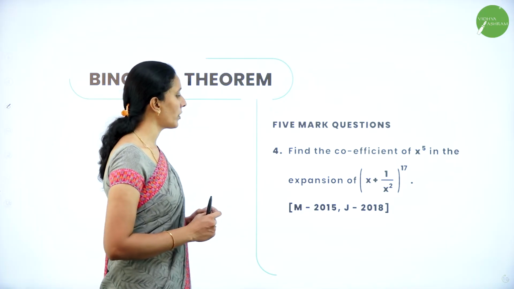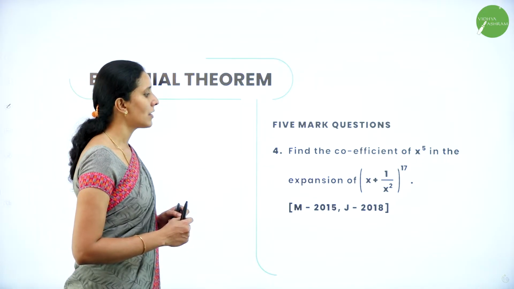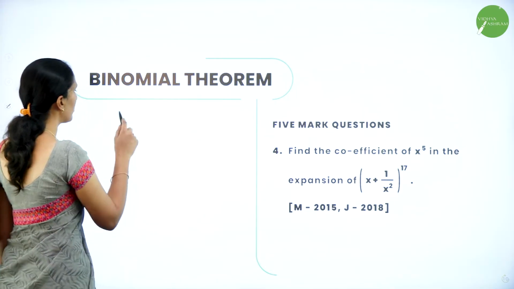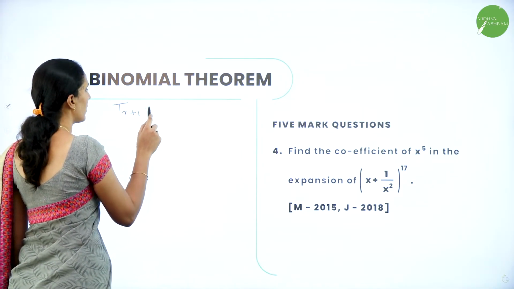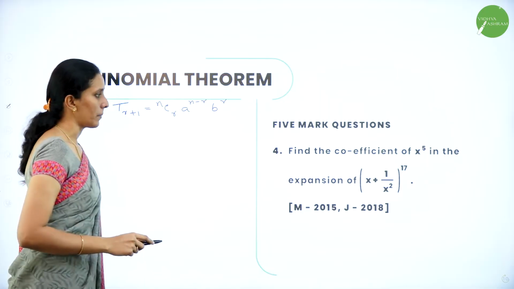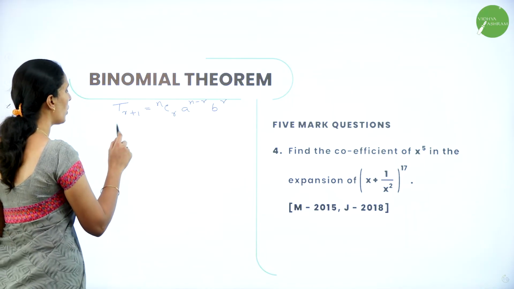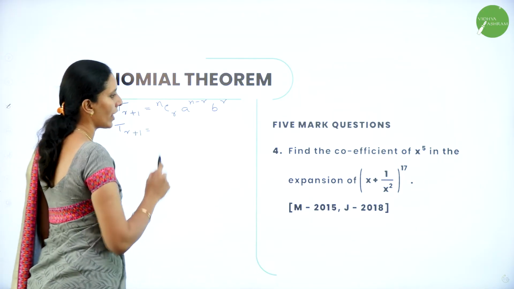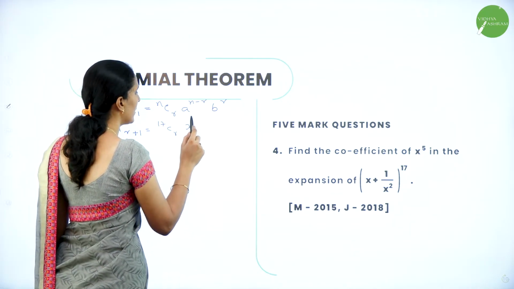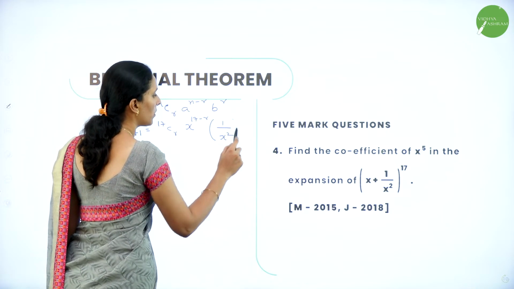So here let's see the question. Find the coefficient of x to the power 5 in the expansion of (x plus 1 by x square) whole to the power 17. Now we know the formula for the general term, that is T(r+1) is equal to nCr a to the power n minus r b to the power r. So here we need to find the coefficient of x to the power 5. We don't know what r is, so let us keep it as it is. n is nothing but 17, so 17Cr. a is nothing but x, so x to the power 17 minus r. b is 1 by x square whole to the power r.